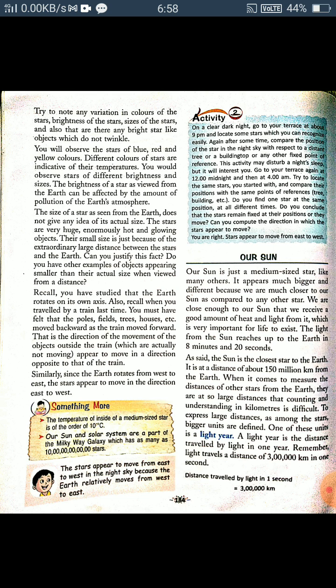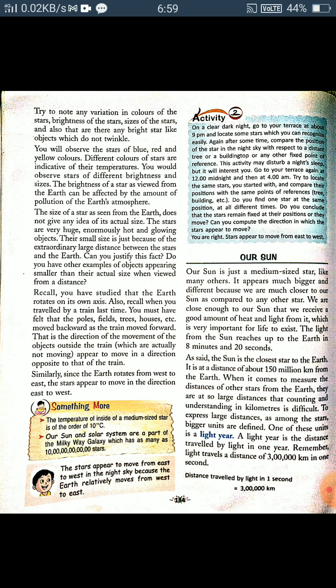Have you studied that the earth also rotates on its own axis? Recall when you last traveled by train. You must have felt that the poles, fields, trees, houses, etc. moved backward as the train moved forward. So the objects outside the train appear to move in the direction opposite to that of the train.